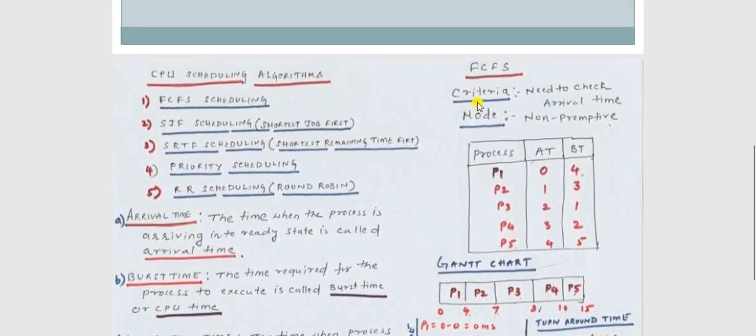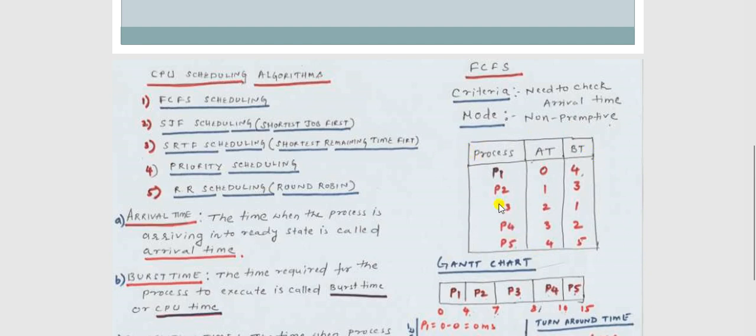Now I explain the first come first serve scheduling algorithm. We need to see the criteria and mode related to this algorithm. Criteria is always the arrival time of the process. Mode is non-preemptive. What do you mean by non-preemptive? When the process is executing, you cannot take out that process till that process is executed.